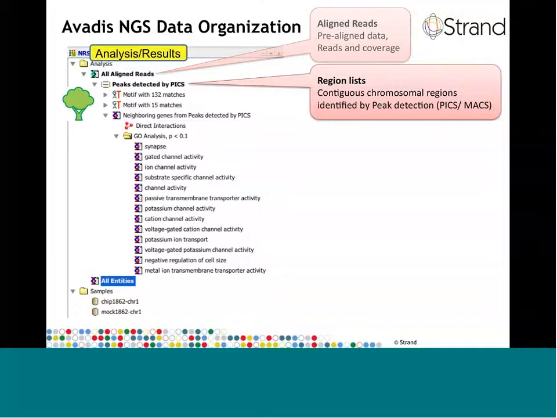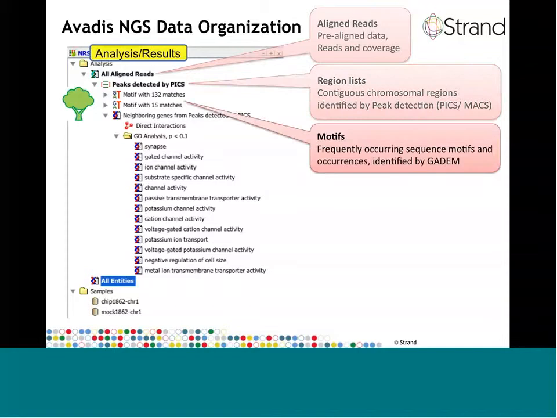The next step we did is run the peak detection algorithm PICS, and the results were stored as a descendant or tree branch of the all-aligned reads object. We next ran the motif detection workflow step, which resulted in 2 motifs being detected, one with 132 matches and another with 15.